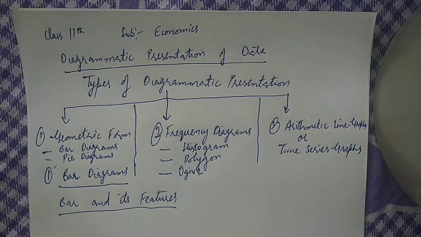See, bar diagrams are those diagrams in which data are presented in the form of bars or rectangles, and bars are also called columns.